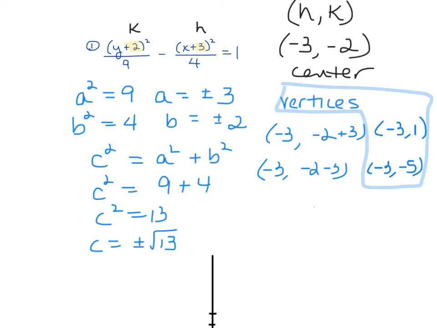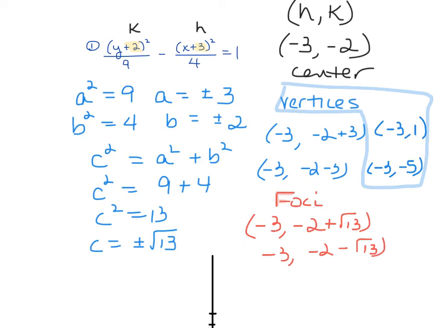Going to do the same thing for the foci, but instead of adding the A, I add and subtract the C. So again, still to the center, so -3, and then comma -2 plus the square root of 13, and -3, comma -2 minus the square root of 13. And those are your foci. We need to find the asymptote.